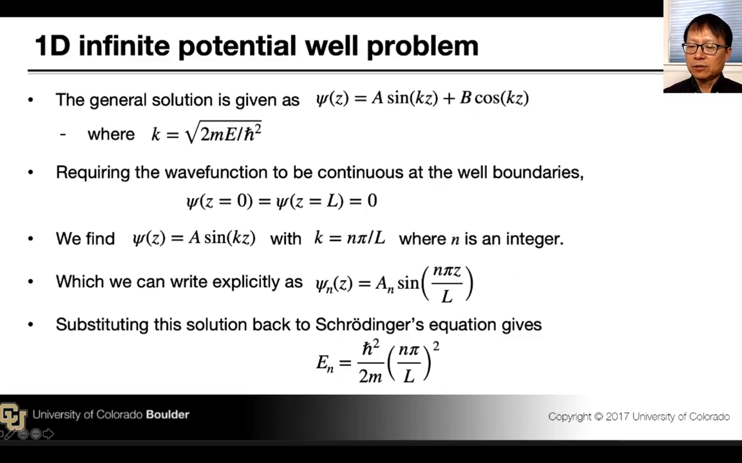Now, because the condition for k is given here, and k is related to the energy eigenvalue E according to this equation, now we can solve this equation for the energy eigenvalue E sub n, which is h bar squared divided by 2m times n pi over L quantity squared. So this is our energy eigenvalues for the 1D infinite potential well problem. Once again, this n here is an integer.